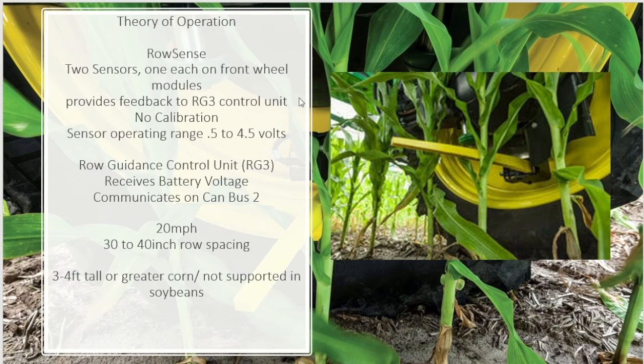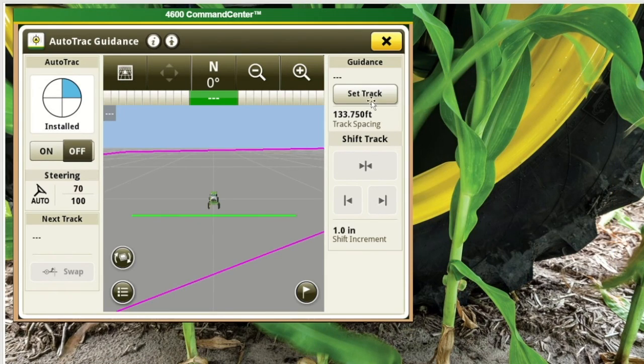You can run this system with no guidance lines selected. We get to leave this set track to dash lines like you see here. So we won't have an AB line to fall back on, but them sensors will just fully guide you just by feeling the base of that stock.